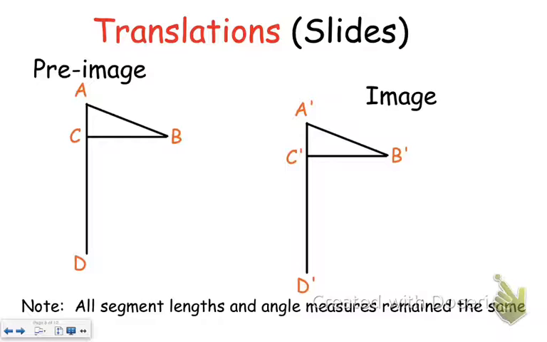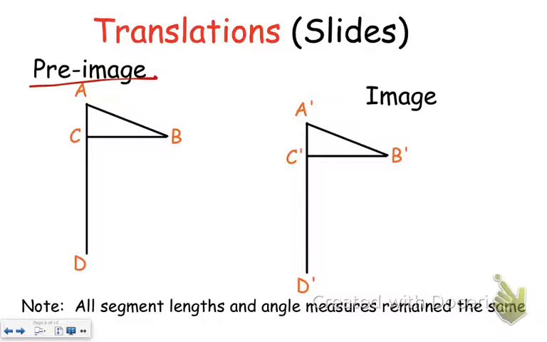So for number 1, this is an example of a translation. So we've taken this pre-image of this flag and we have translated it, or slid it, to the right and slightly lower than its original image. One very important thing to identify here are the points on this flag. So in our original image, we have a triangle made up of A, B, C, and this pole of the flag is created by the segment AD.